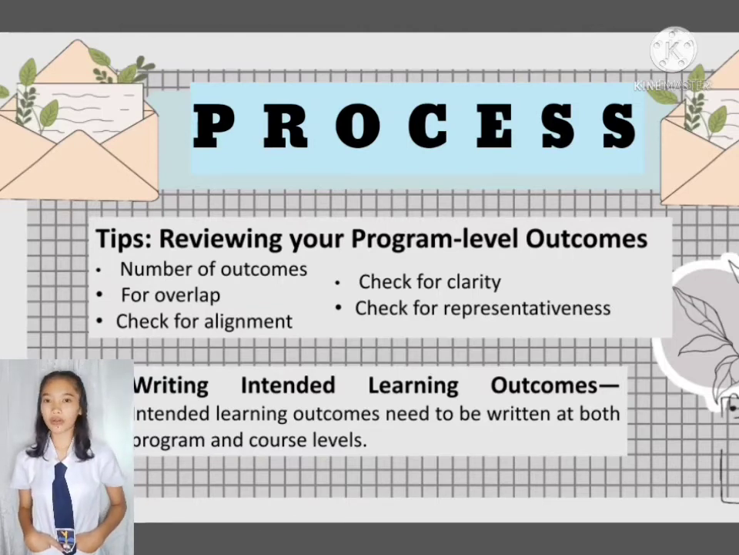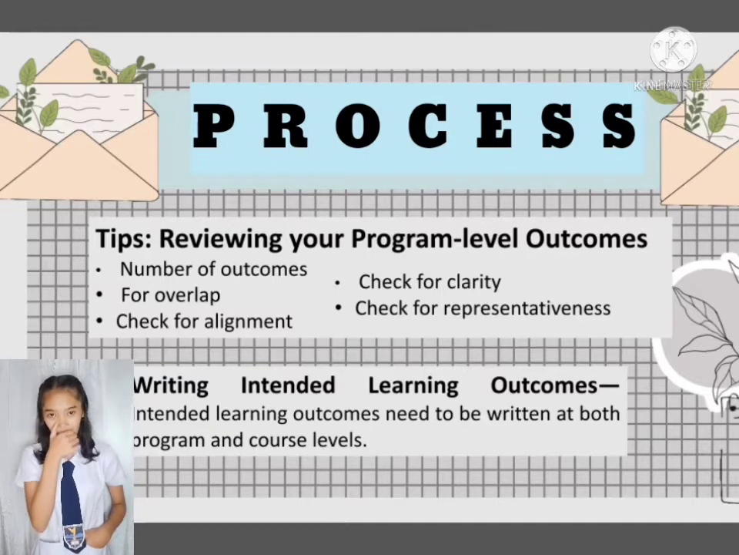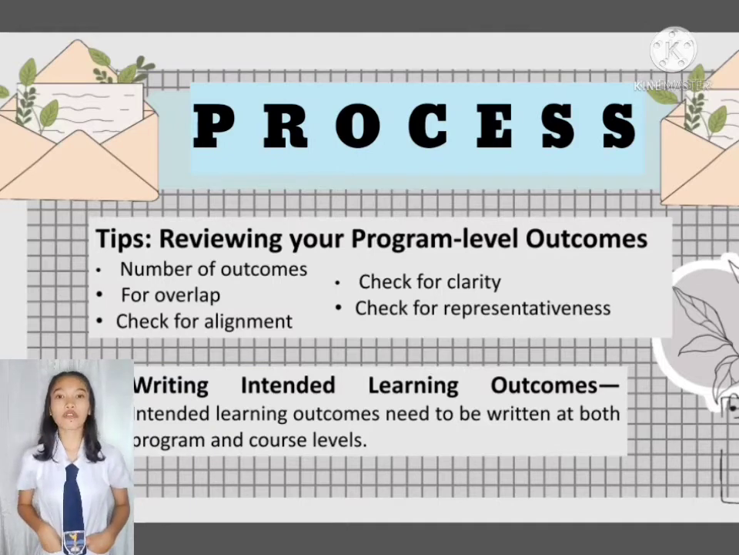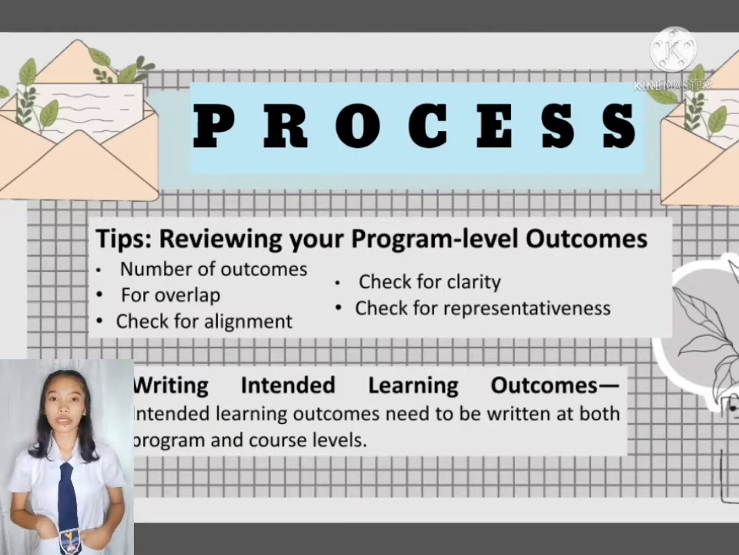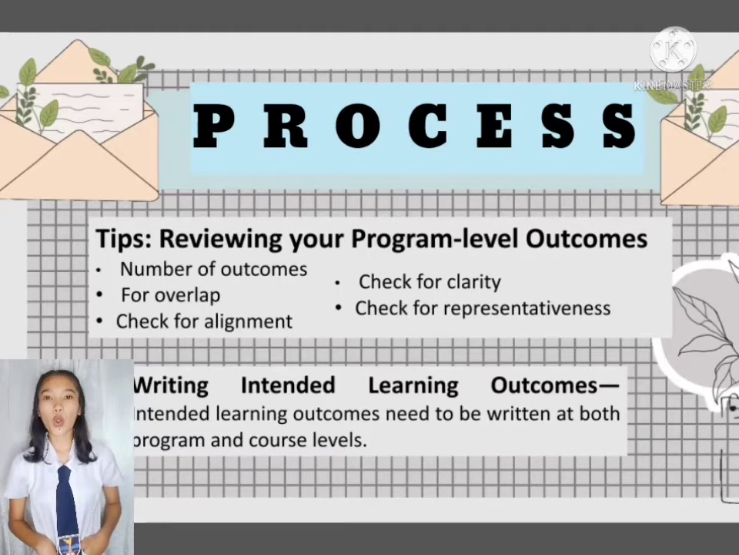Next, check for clarity. It is to communicate clearly to students what they need to achieve in the program. Next is to check for representativeness. It informs readers of attributes found in a graduate from the program. And lastly is to check for alignment. Alignment of outcomes at different levels, such as school, program, and course. Alignment between intended learning outcomes, assessments, and teaching and learning activities.